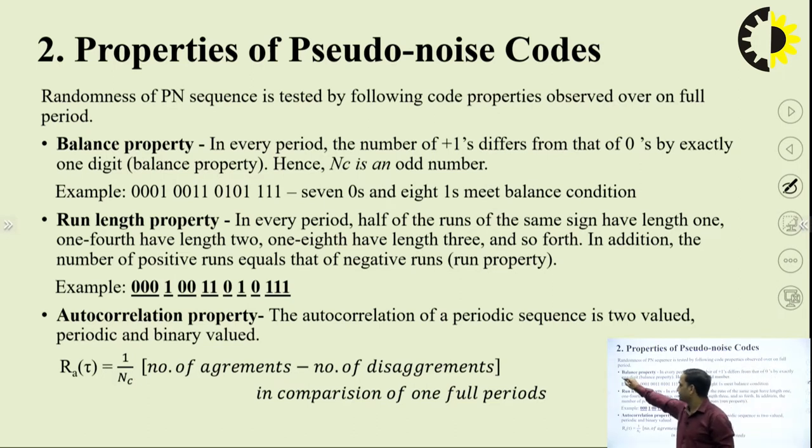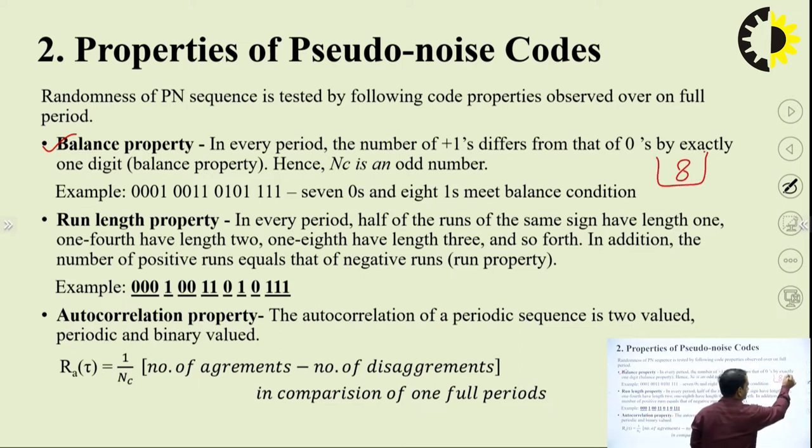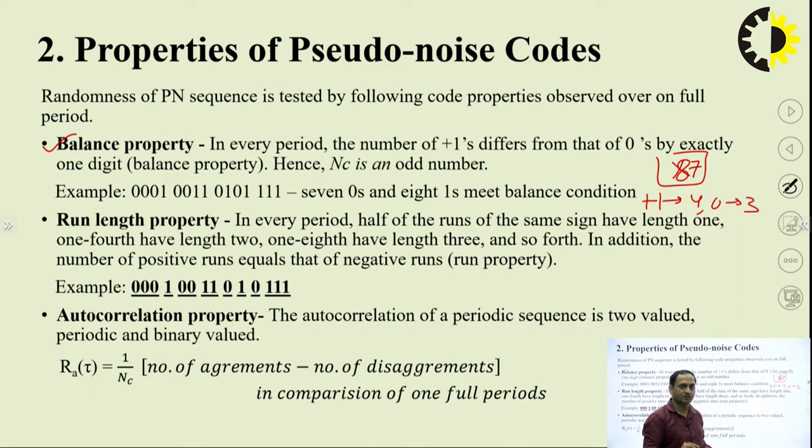The first property of the PN sequence is the balance property. In this balance property, in the PN sequence, we have a sequence like 1001. Out of this sequence, the number of ones will be one bit greater than the number of zeros, right? Suppose I have a PN sequence whose length is 8 bits. Actually it will be 7. It will not be an even number, it will only be an odd number, which we have to take care of.